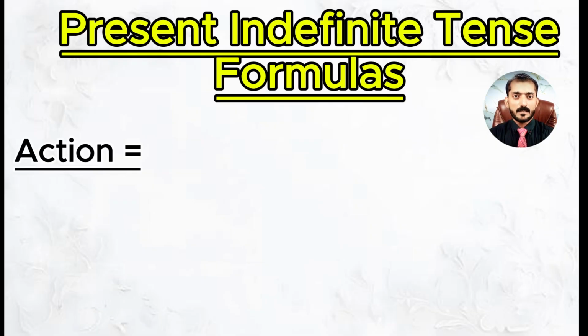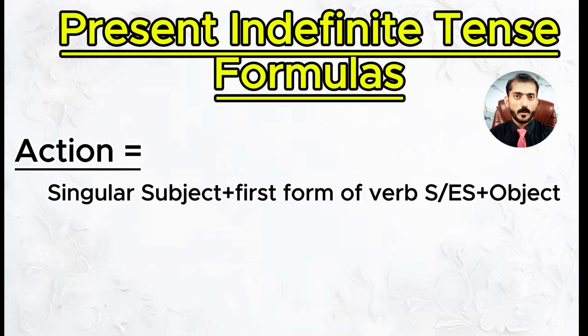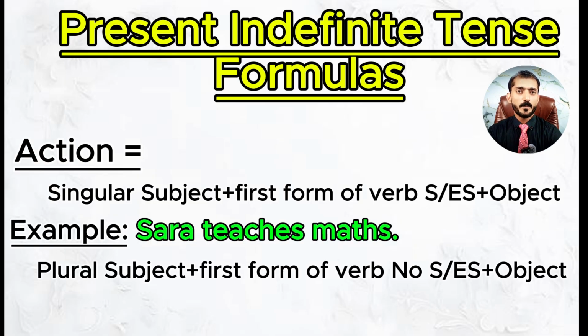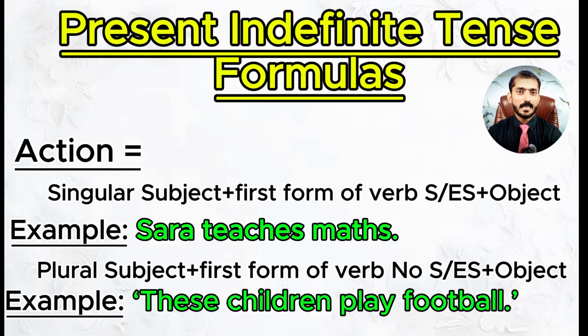Now talking about the formulas for present indefinite tense. When the subject does an action in a sentence, you will follow this formula. Place subject, then first form of verb plus add s or es if the subject is singular, plus object. For example, singular subject, Sarah teaches maths. Subject plus first form of verb with no s or es when the subject is plural, plus object. For example, these children play football.